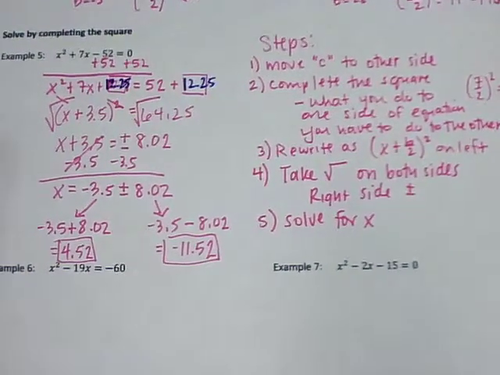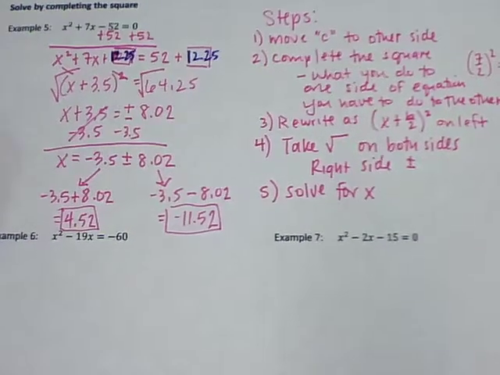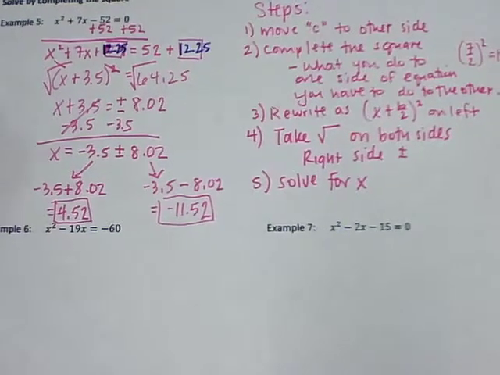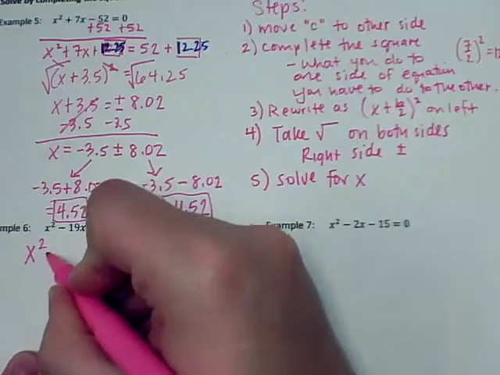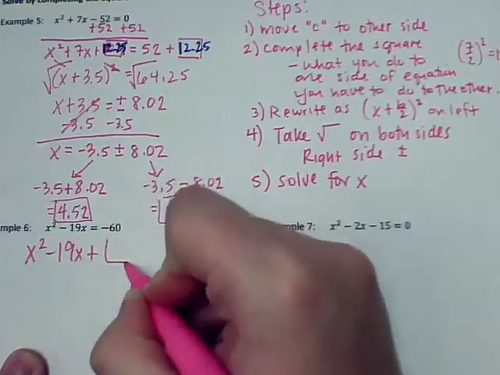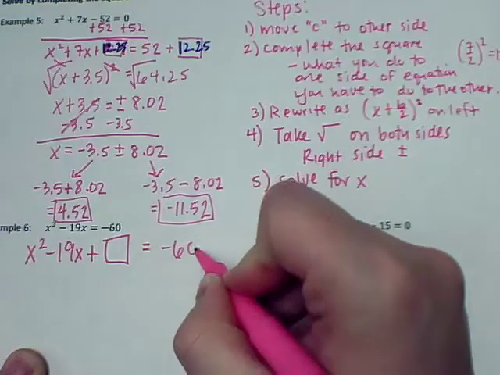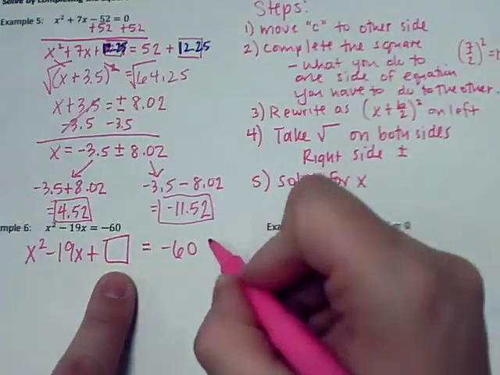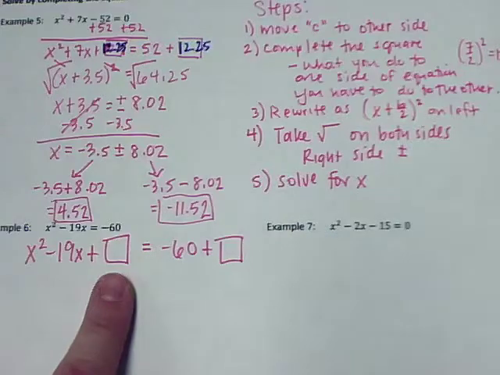Alright, so we're going to use those exact same steps to help us with examples 6 and 7. If I look at example 6, I have x squared minus 19x equals negative 60. The very first step that we wrote was move c to the other side. Well, this one already has c on the other side, so now I need to move on to the second step, which says complete the square. So I'm going to rewrite it with enough room for my box. Remember, if we add something here, we also have to add something to the other side.